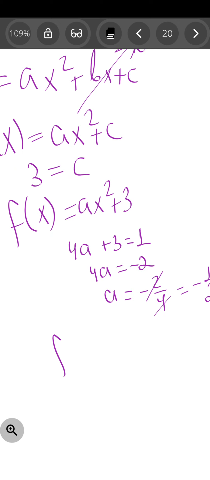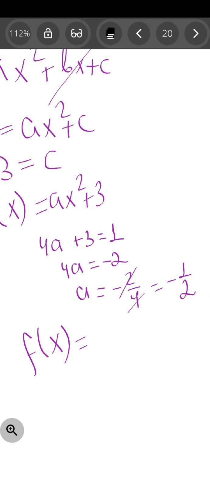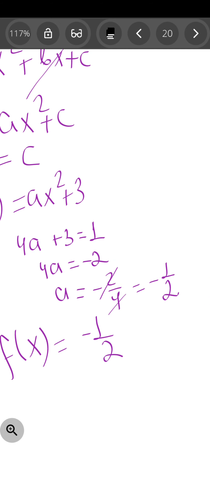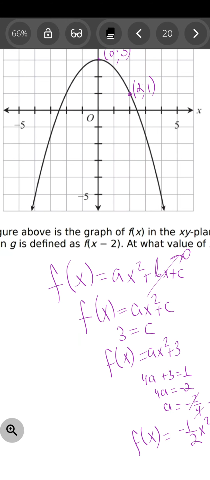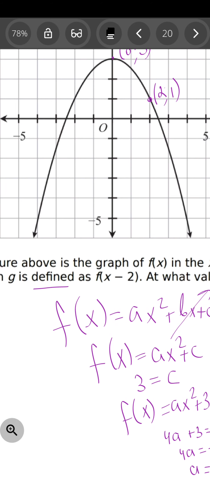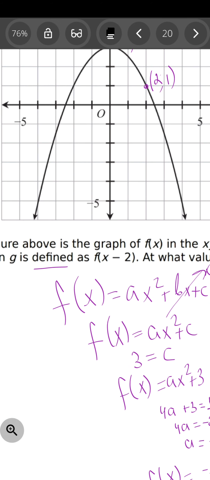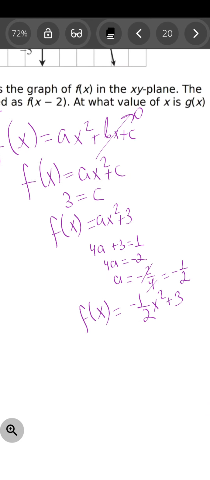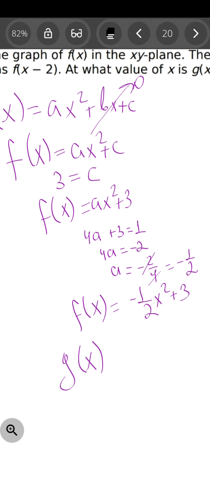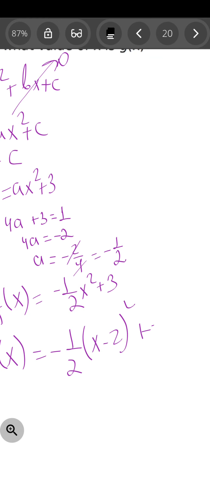So our function f of x will be -1/2 x squared plus 3. And the function g is defined by shifting the function f two units right. So the function g of x will be -1/2 (x minus 2) squared plus 3.